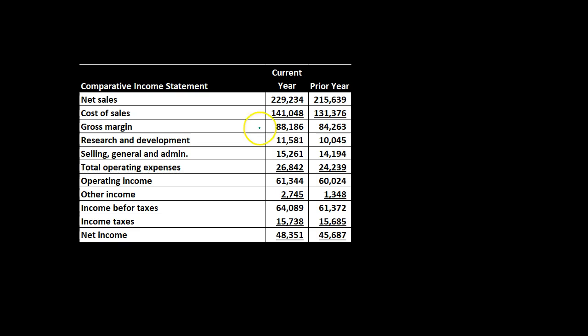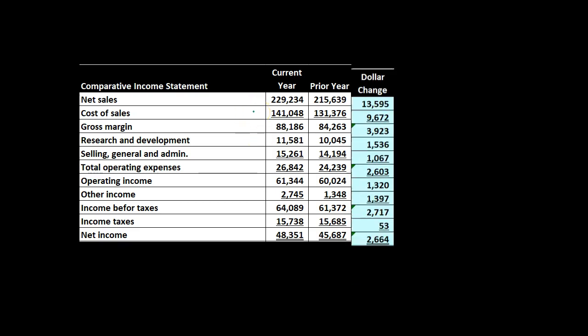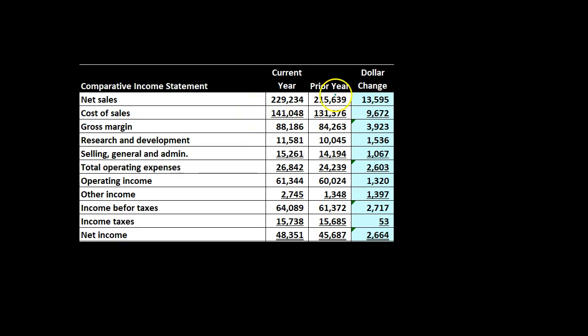So we're going to say, this is what we did last year. This is what we did this year. Let's just take a difference between the two. We'll create another column, just subtracting those two out.